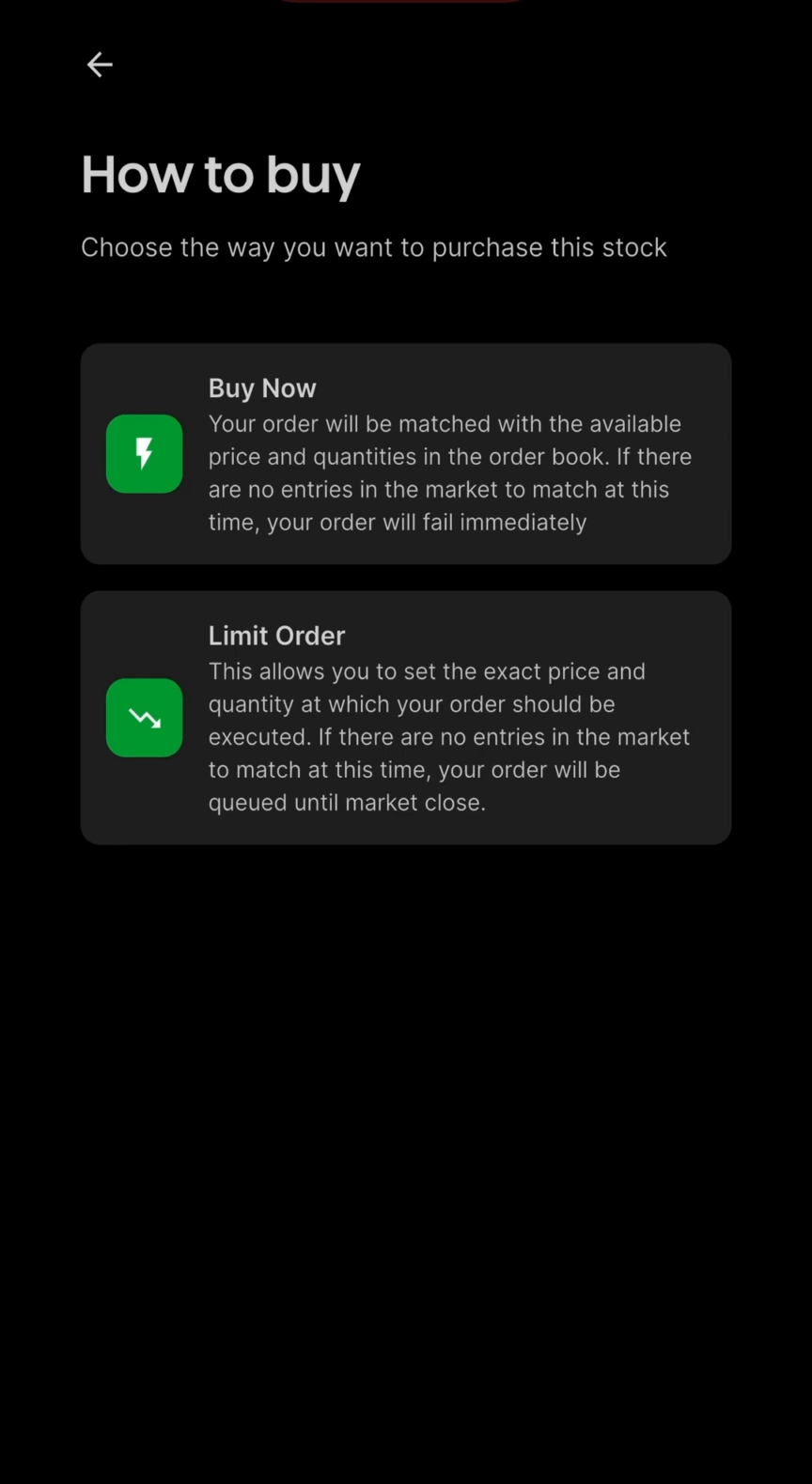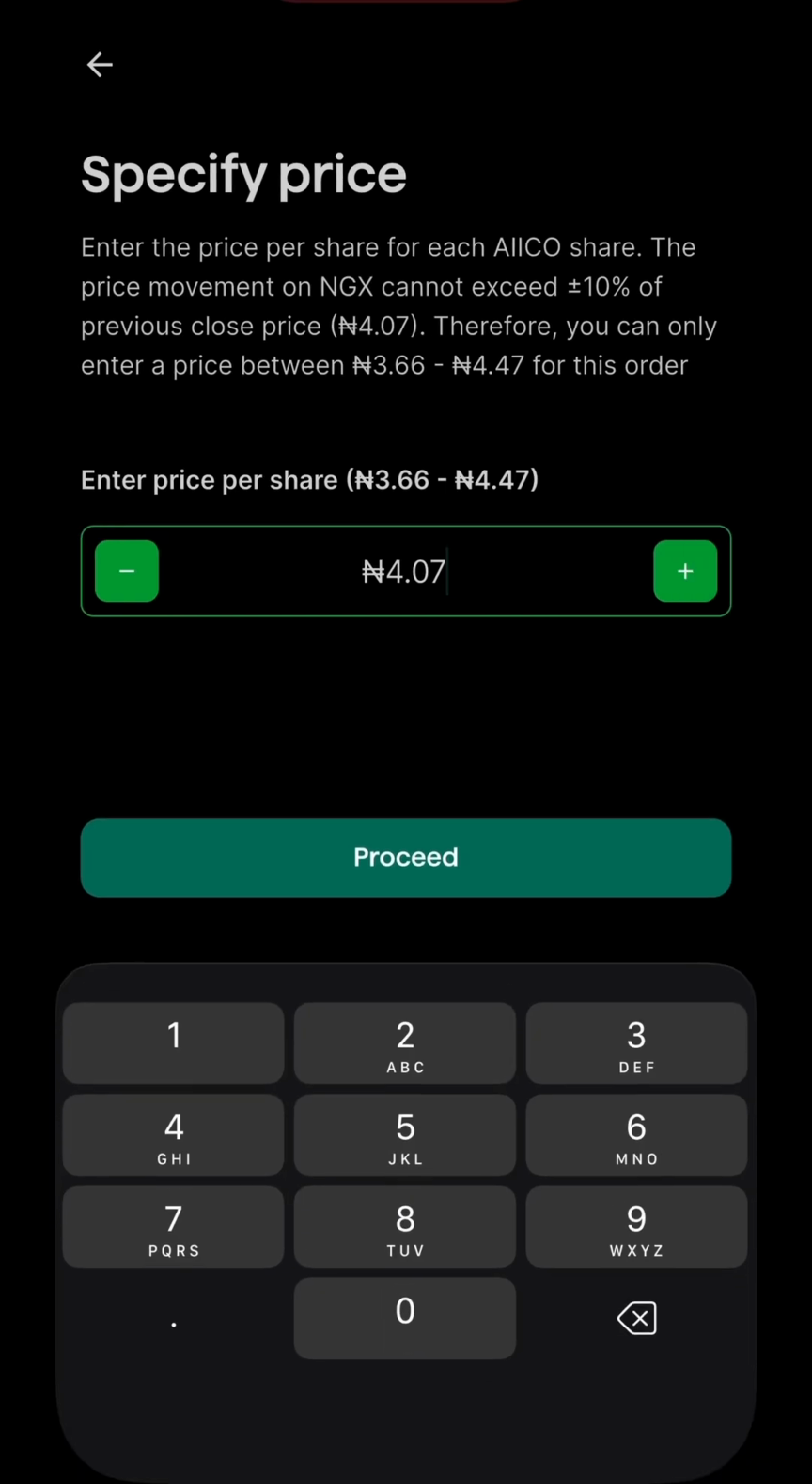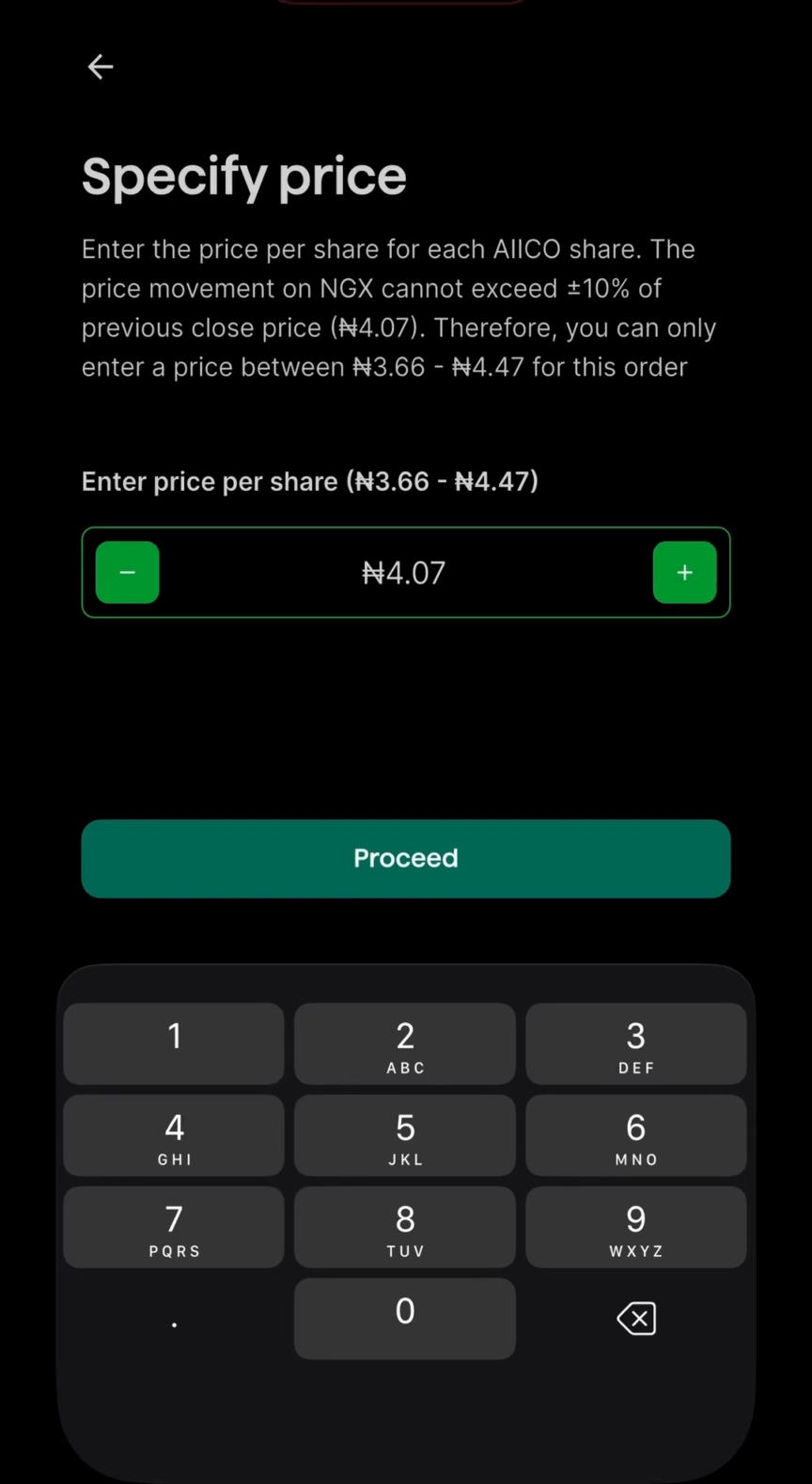All right. So if you click on it, you're going to see it's asking you to enter price per share. This is going to give you the opportunity to set a specific price that you want the market to activate. So let's say I want to only buy if price is at 4 naira. So I can set 4 naira, which means once the price per share gets to 4 naira, then it's going to activate.